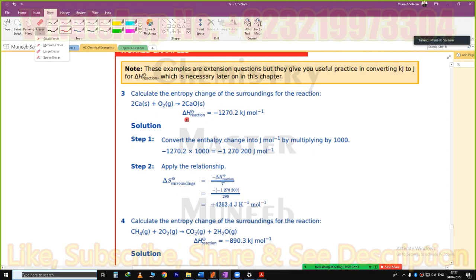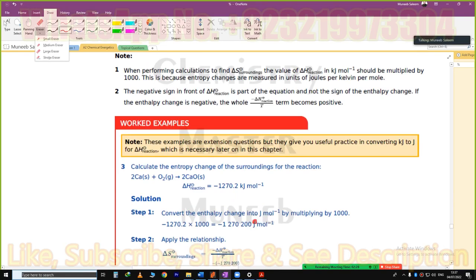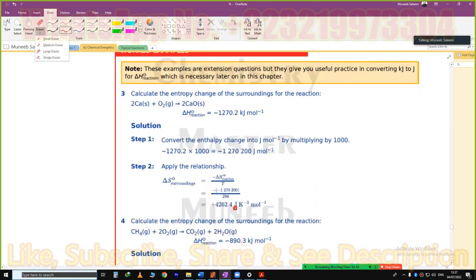There is a question: calculate the entropy change of the surroundings for the reaction. When you are required to find the value for the surroundings, you have to use this formula. For this we need delta H and temperature. Delta H is given, temperature is understood, which is 298 Kelvin. You also have to convert the enthalpy change into joules by multiplying by 1000. Delta H is given in kilojoules, but delta S has to be determined in joules.